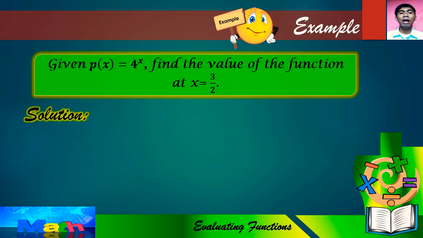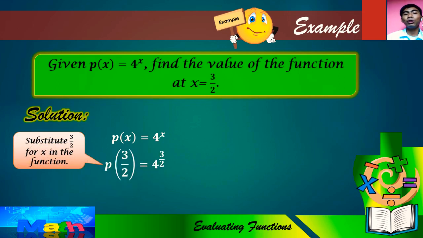Next example, given the function p of x equals 4 raised to x, find the value of the function at x equals 3 halves. First is copy the given function p of x equals 4 raised to x. Next, substitute 3 halves for x in the function. We have p of 3 halves equals 4 raised to 3 over 2.